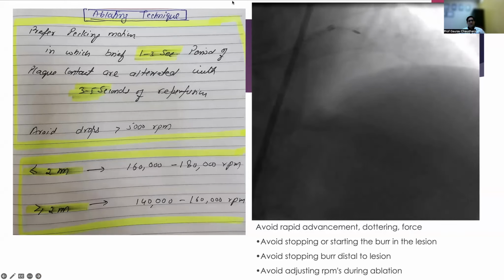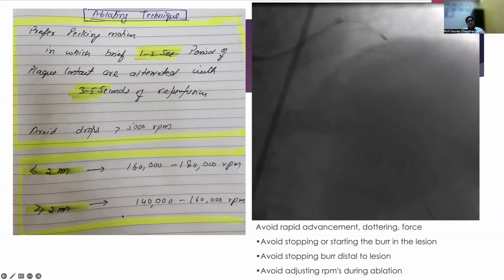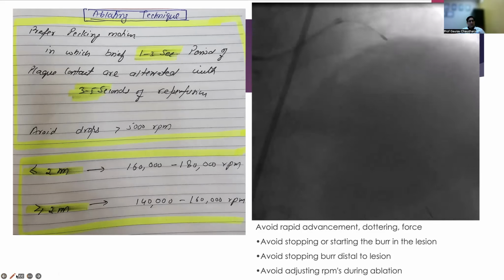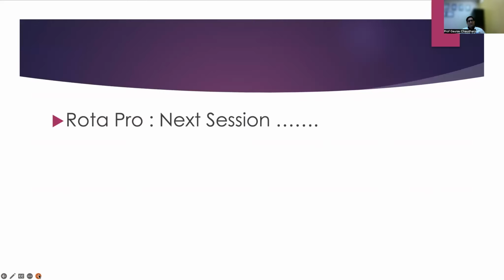And for the smaller burrs, I've just discussed that 160 to 180 speed is good, but for a burr greater than 2 millimeter, the speed should not be that high. It should be between 140 to 160,000 RPM. And again, to reiterate, very rapid advancement or pecking should be avoided, and stopping the burr in the mid of the lesion should be avoided. And we should explain to our technologists not to adjust the RPM while we are ablating.